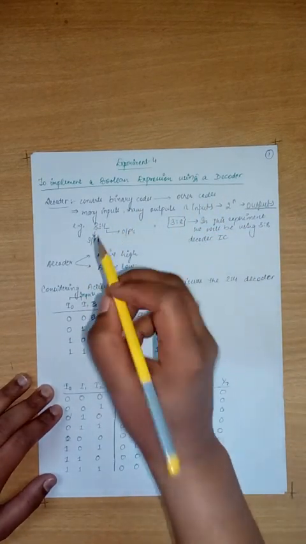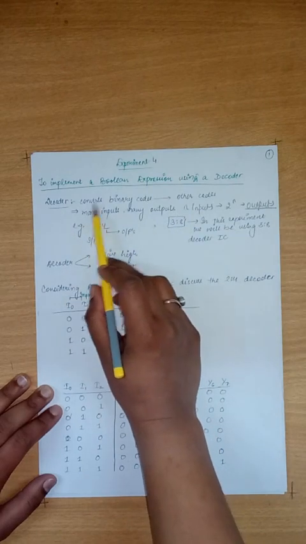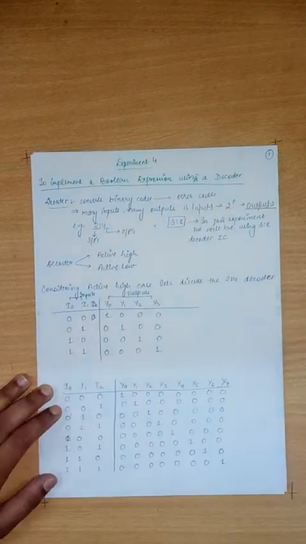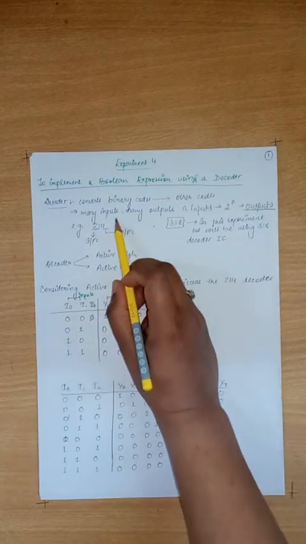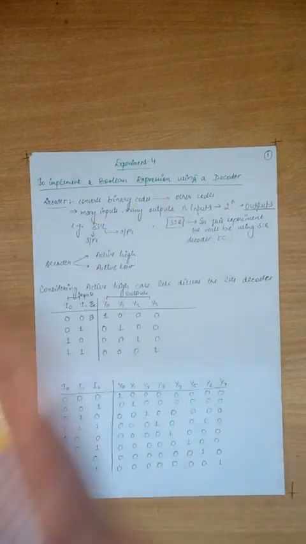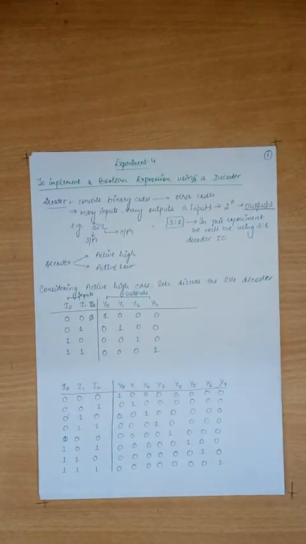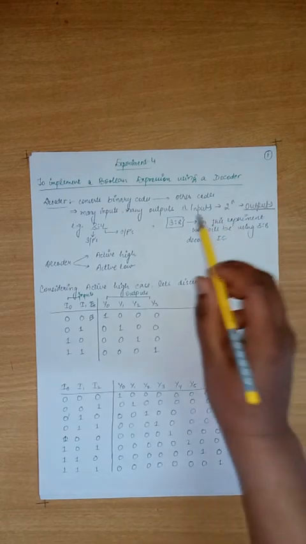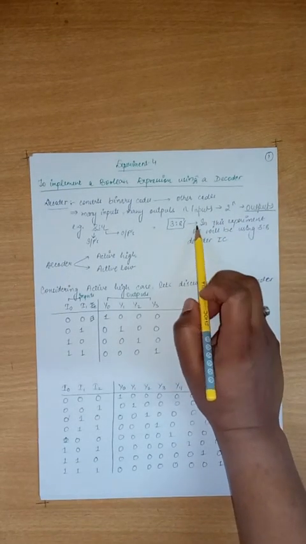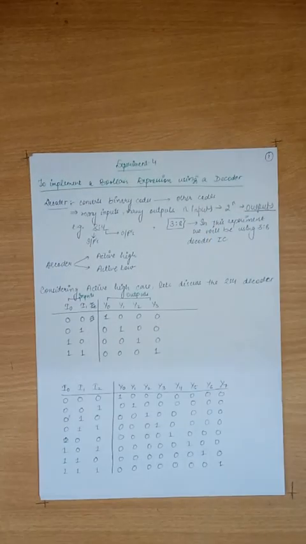Now, what is a decoder? A decoder converts my binary code into some other codes. It could be a many-input to many-output code. For example, if we are working with a 3:8 decoder, I am having 3 inputs and I am going to get 8 outputs, and especially in our experiment we are going to use a 3:8 decoder. Decoders could be active high and active low depending on what conditions we are using it.